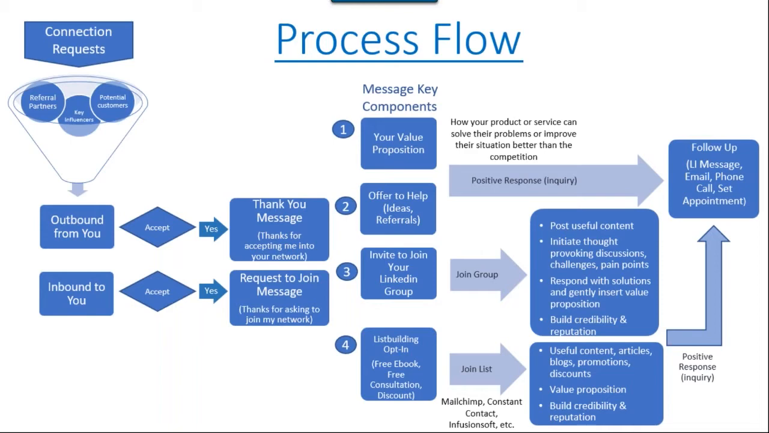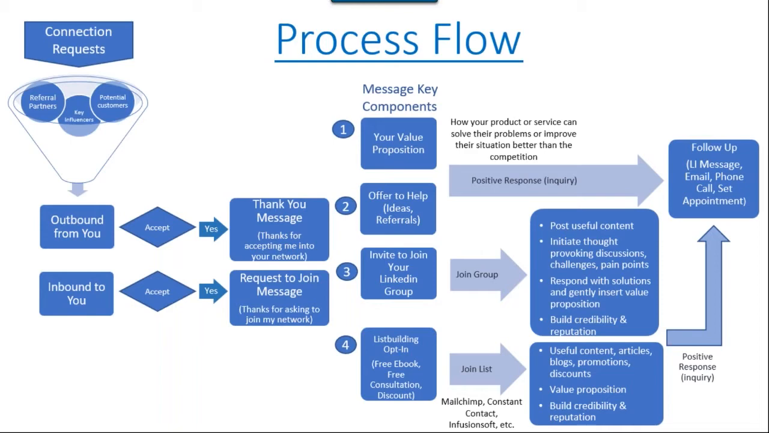When you're in your LinkedIn account, one of the things that you want to do is make strategic connection requests. When you're looking at a connection request, you look at somebody's profile, whether they're coming to you or you're going to them. You look at the profile and you decide, is this somebody who can refer business to me? Is this somebody who could be one of my potential customers? Or is this person a key influencer that can connect me to people who can refer business to me, or who can be a potential customer?